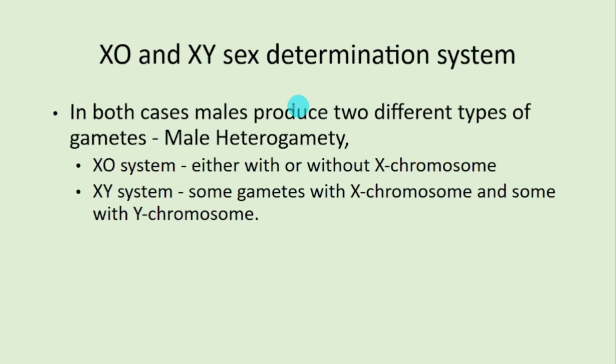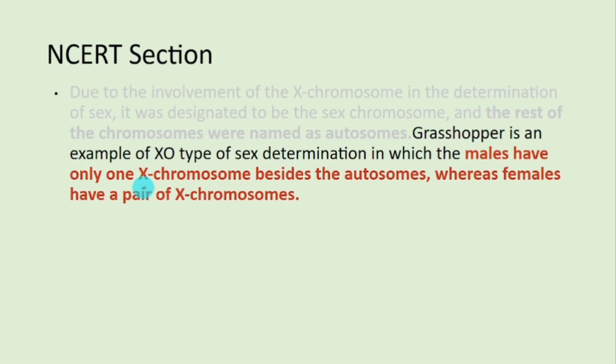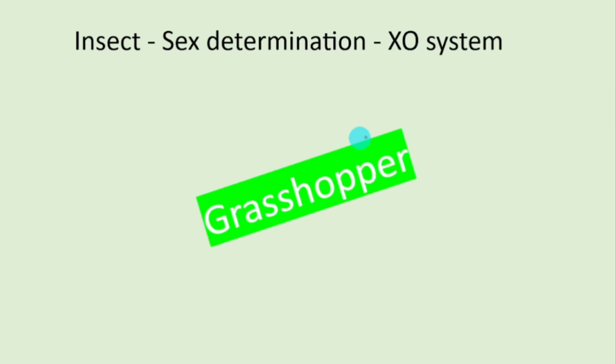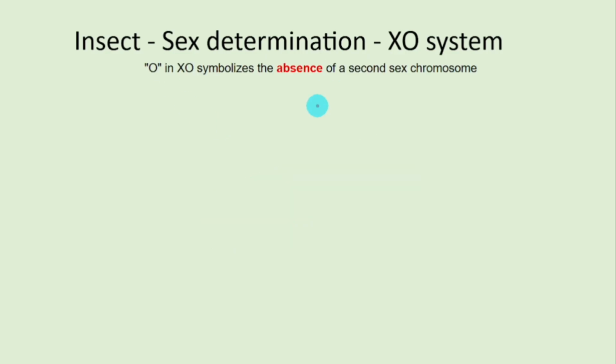So the first system of sex determination we are going to study is XO. In case of grasshoppers, you will see XO type of sex determination. So we have an X chromosome, and this is not the letter O. Keep in mind, O means nothing. Males have only one X chromosome besides the autosomes, and females have a pair of X chromosomes. So see, let's visualize the system. In case of grasshoppers, O in XO symbolizes absence of a second sex chromosome.